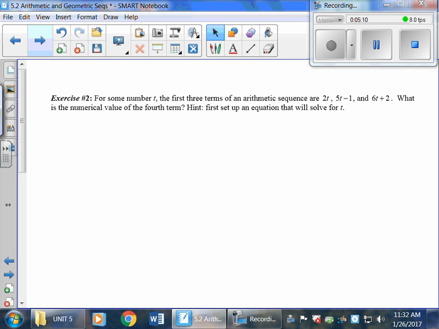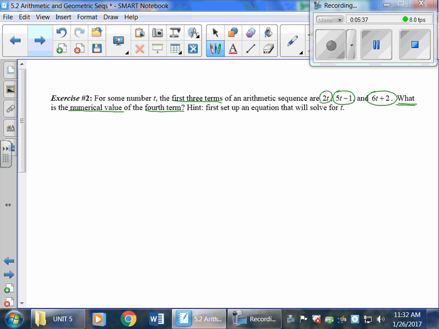For some number t, the first three terms of the arithmetic sequence are 2t, 5t minus 1, and 6t plus 2. What is the numerical value of the fourth term? And here I give you a little hint. First, set up an equation that will solve for t.